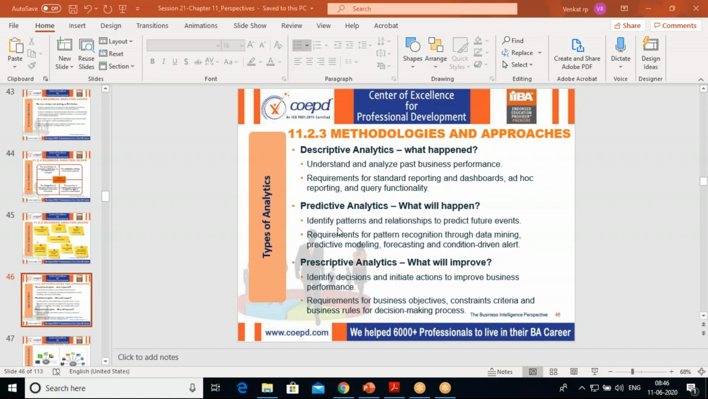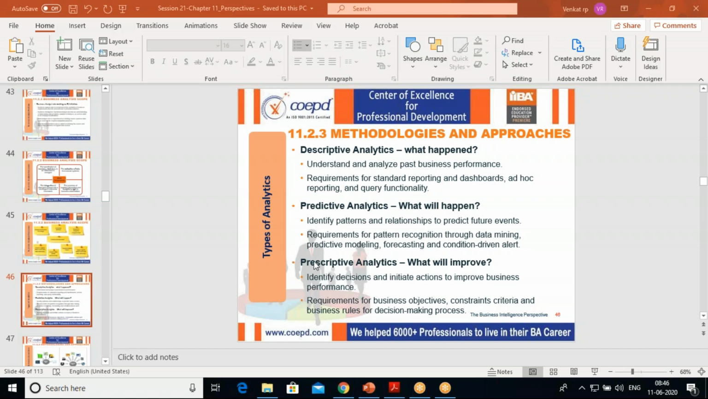Predictive analytics means we identify patterns and relationships to predict future events. Let me say that for a few months we will do high business, and for a few months the business will be dull. Likewise we can understand it, that is predictive analytics. Requirements for pattern recognition through data mining, predictive modeling, forecasting, and condition-driven alerts. All this we can make up.